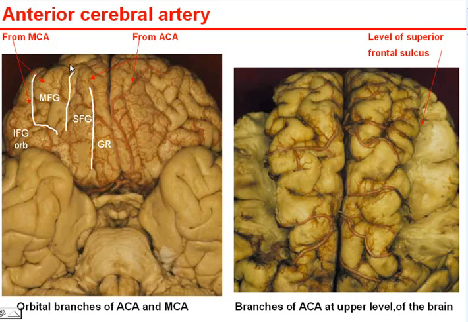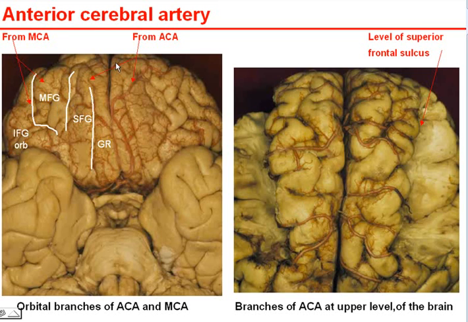Then you have the superior frontal sulcus dividing the superior frontal gyrus from the middle frontal gyrus. This area, and the lateral portion, inferior frontal gyrus pars orbitalis, those are the vascularization from the middle cerebral artery. So the orbitofrontal region has medially ACA, laterally MCA vascularization.